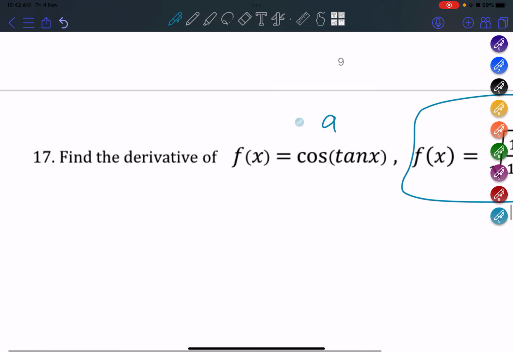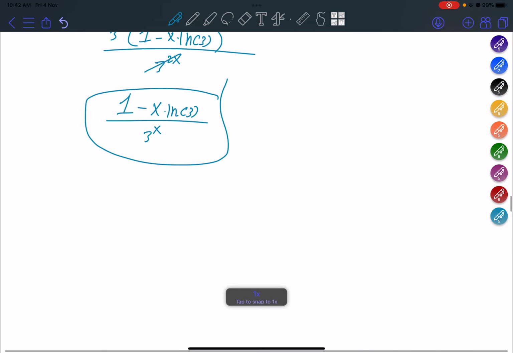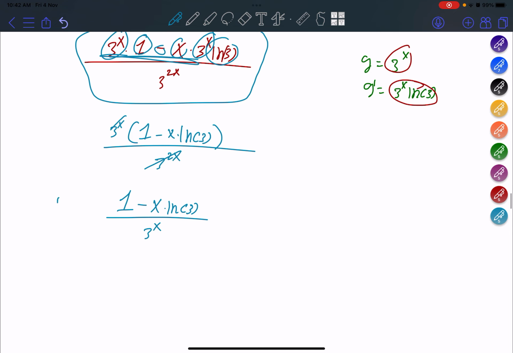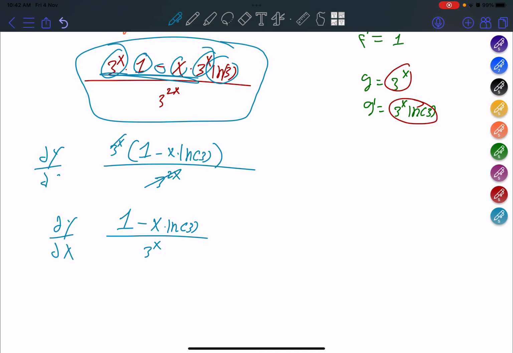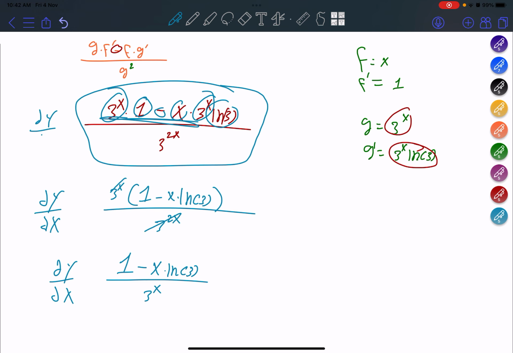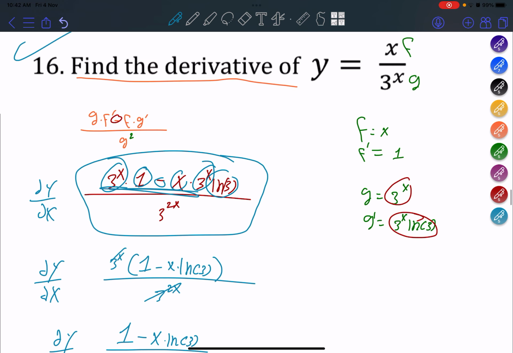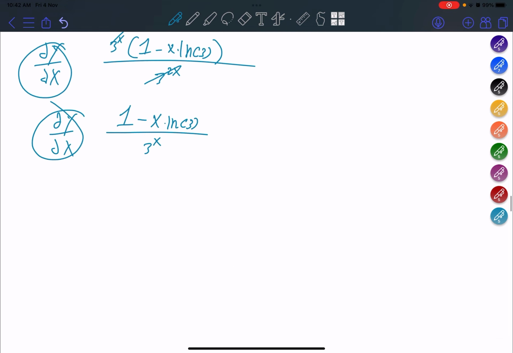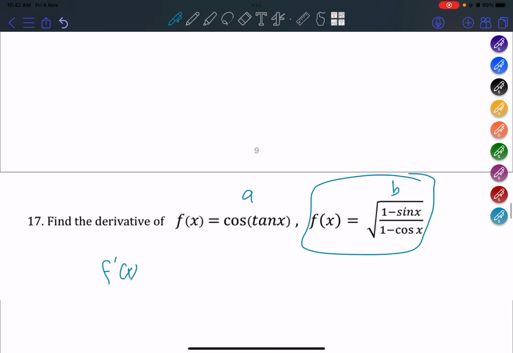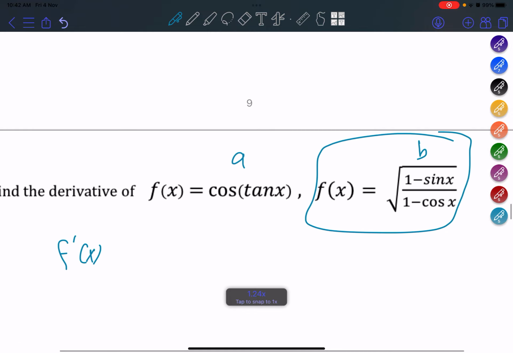So 17A states that they want the derivative of this function, f of x. Let us write here f prime x, and I forgot to write, we must write dy over dx in each step. Here, dy over dx, dy over dx. This step is to make our answer perfect, and it's necessary too in the exam to write. So here we have f prime of x equals.